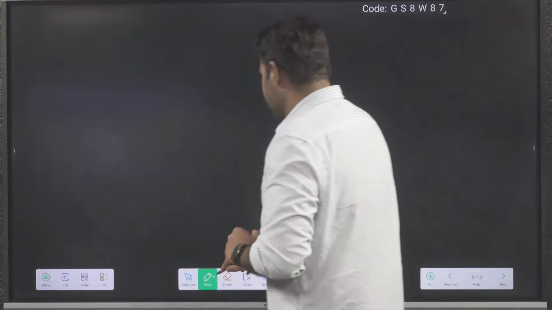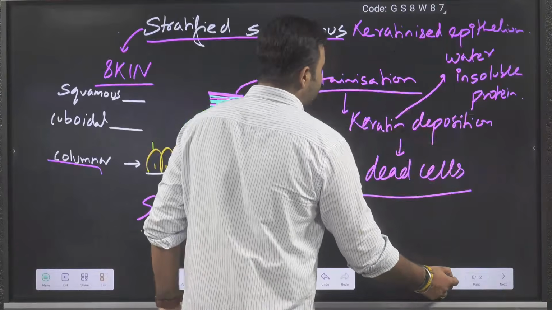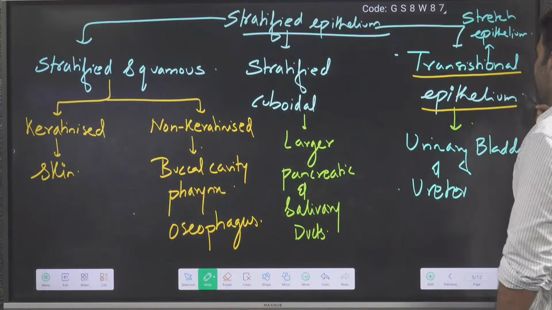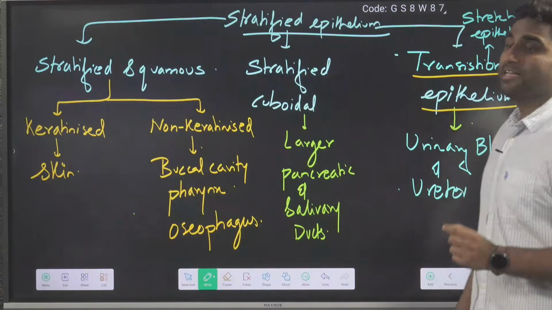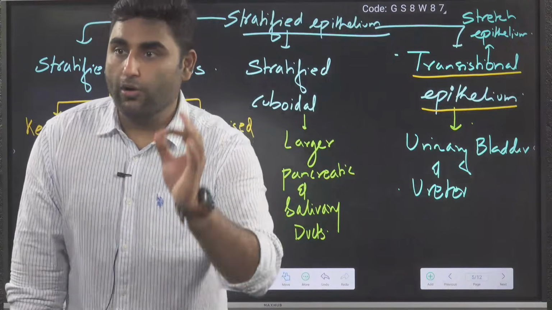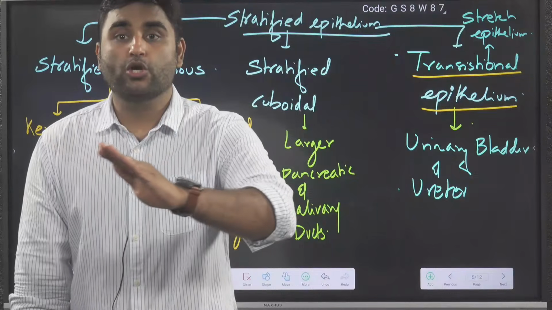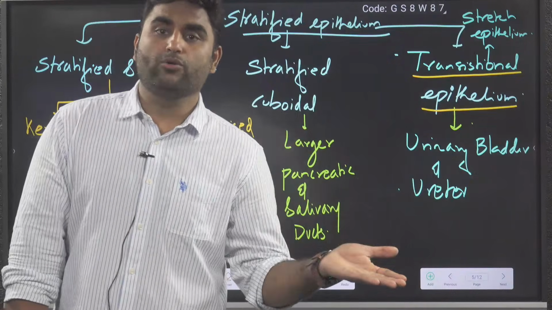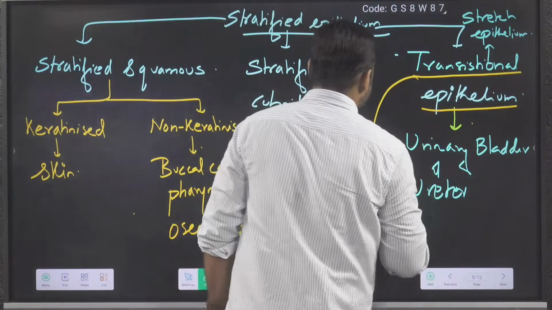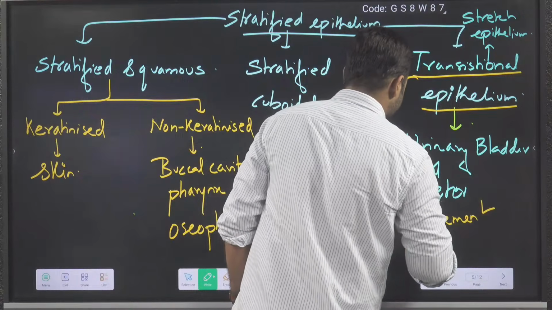Now the next epithelium. Which is the next epithelium? The next epithelium is transitional epithelium. Remember, in transitional epithelium there is no basement membrane. It is the only epithelium in your body where the basement membrane is not there. It is directly connecting to the lower connective tissue. So what you are going to write down: transitional epithelium, basement membrane not there.